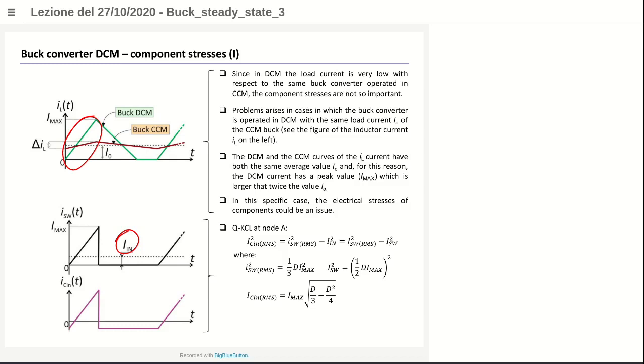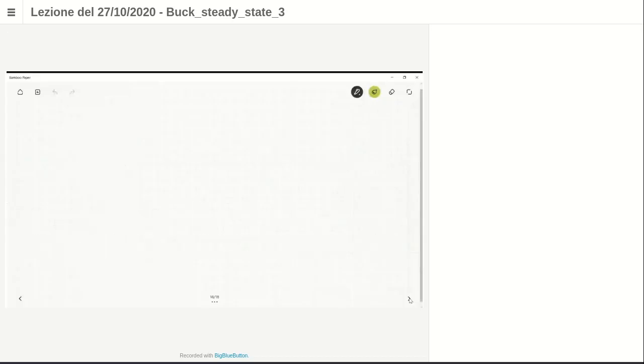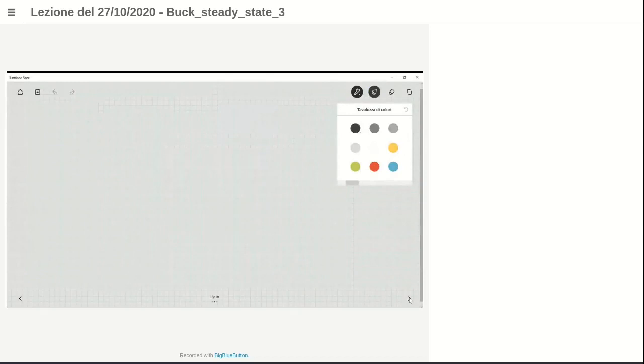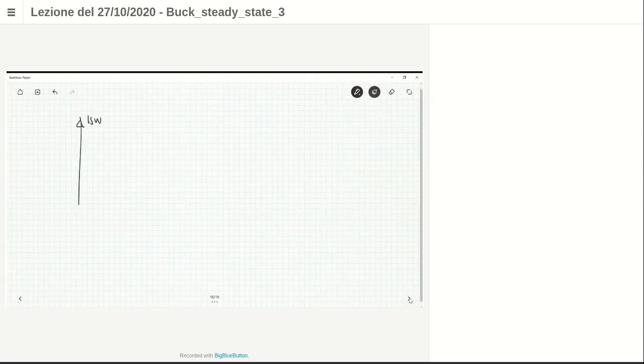For example, how can we compute the root mean square current of the switch? Because it's important in terms of conduction losses. This is a triangle. So we can use the definition of the root mean square value. We have to square it, then mean it over a period, and then take the square root. Let me share the whiteboard just to give you this example. When you have the switch current, which is now this way.